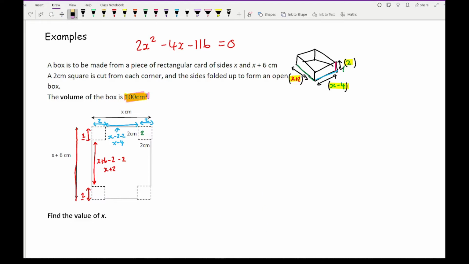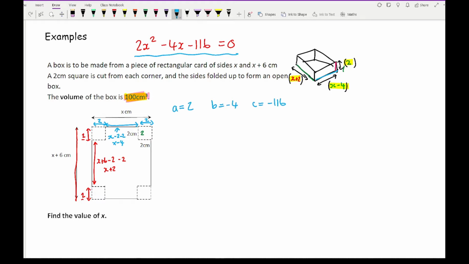Like so. And let's just have a look to see if this does factorize. Now with this particular equation here, this does not actually factorize. So what I'm going to do is use the quadratic formula. I'm going to state my value of a, which is 2, b equals minus 4, and c equals minus 116.